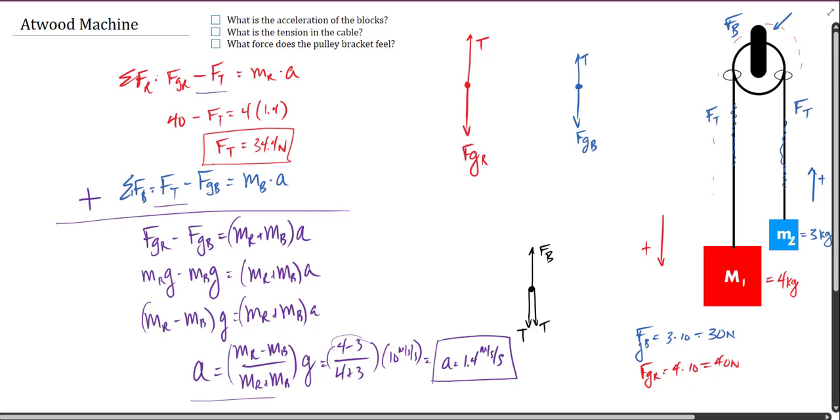And the last thing we want to do, I'm not even going to write an equation for this because I'm running out of space, is figure out what force our bracket is feeling. Well, if we look at our free body diagram, maybe I'll write a quick equation. The sum of the forces on it, again, the pulley bracket itself is not moving, so those forces are balanced out. It's just the bracket force minus double the tension equals 0. So the bracket is going to feel twice the tension, which is about 68.8 newtons.